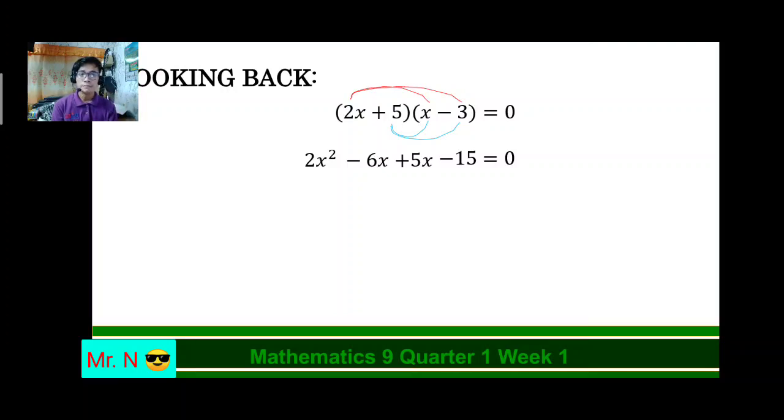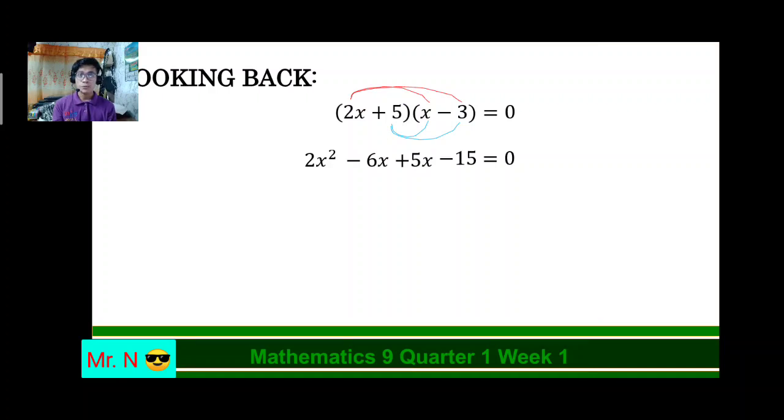Negative 6x and 5x both have variable x, so we should combine them. Negative 6x plus 5x, the answer is negative x. If you can recall the concept of addition of integers, if you are adding unlike-signed integers, you should subtract. So in this case, we have negative 6 and 5, so we subtract them. And you should copy the sign of the integer with greater absolute value.